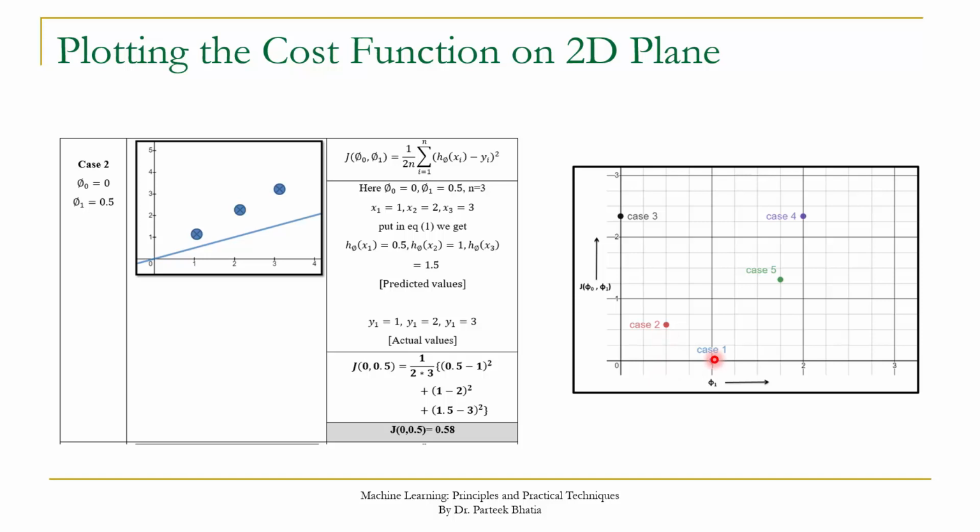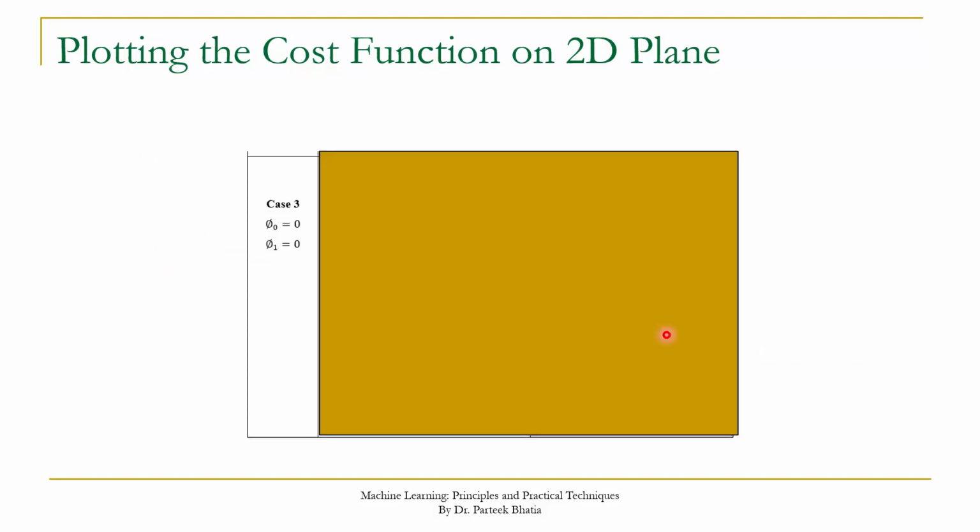So we have solved case 1 and case 2. Now let us move to case 3. In this case, the value of phi naught and phi 1 both are 0. So if the slope of the line is 0 and constant is 0, then try to find out the value of error. Take your time, perform all the calculations. After performing the calculations, you can play the video and compare your answer with the solution discussed next in this video session.